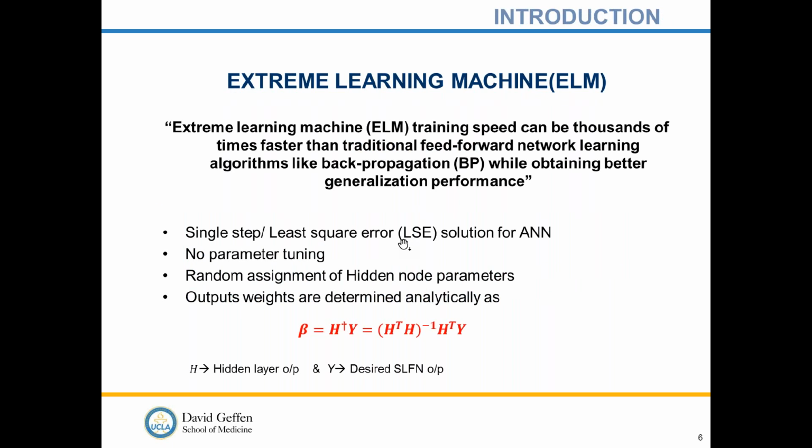In extreme learning machines, the training speed can be thousands of times faster than traditional neural networks, and it can obtain better generalization performance. It uses a single-step least square error solution for training the neural network. It doesn't require any parameter tuning. The input weights are randomly assigned, and the output weights are determined analytically using this least square error solution.